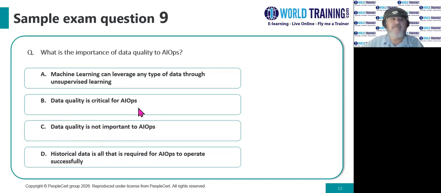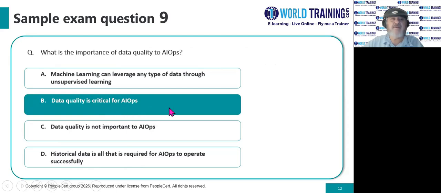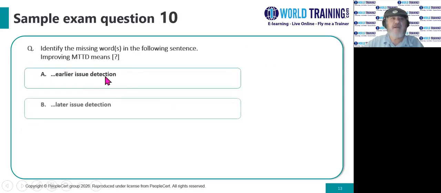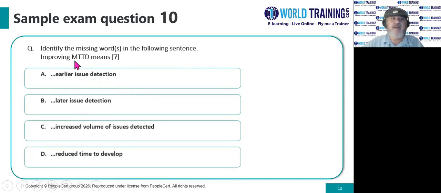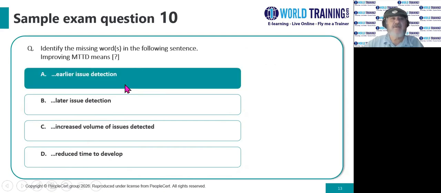No, so B, the answer. Data quality is critical. Question 10, identify the missing words in the following sentence. Improving MTTD means earlier issue detection. Improving mean time to detect. Yeah, that makes sense. Later? No, you don't want later. Increase volume. Doesn't have anything to do with volume. Reduce time to develop. No. So A is the best answer.